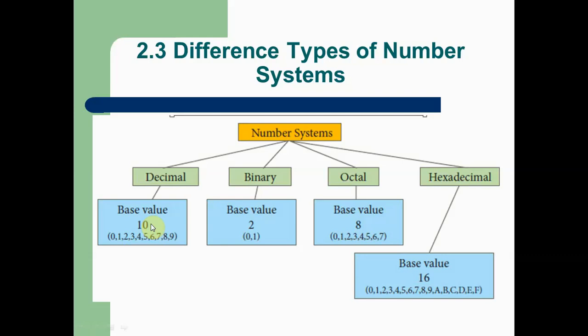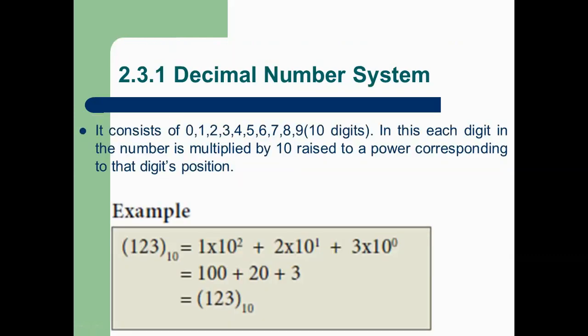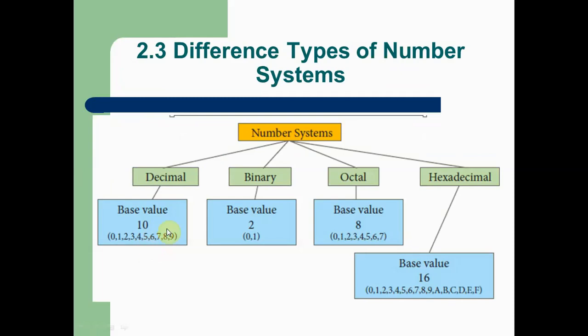For example, here you can see the number 123 base of 10. When you remove this 10, you cannot identify what type of number this is, because these digits are available in all the number systems. See, 0 to 9, 0 to 9, 0 to 7, 0 to 7. Here there are only 2 digits.